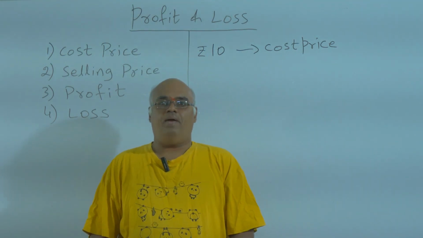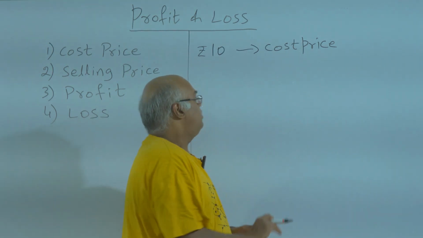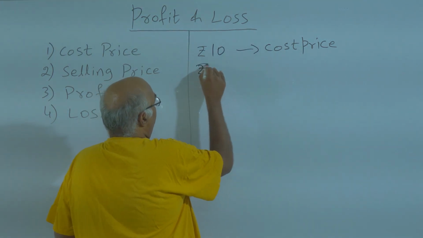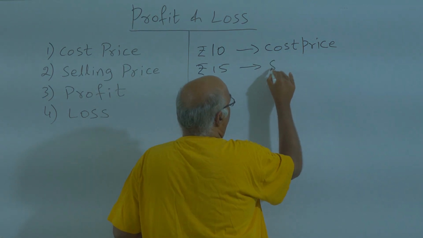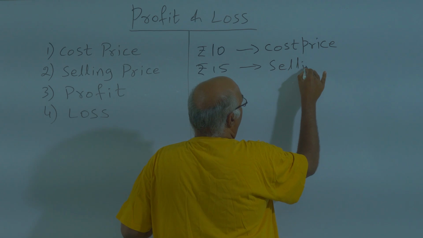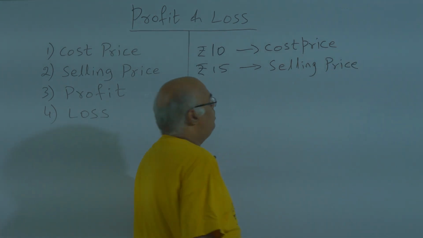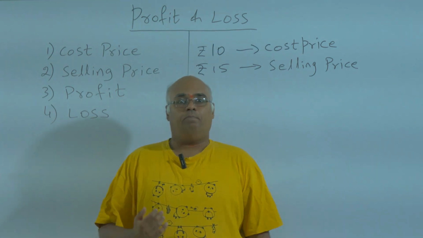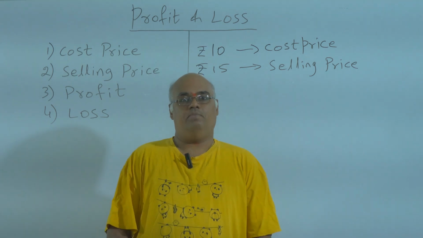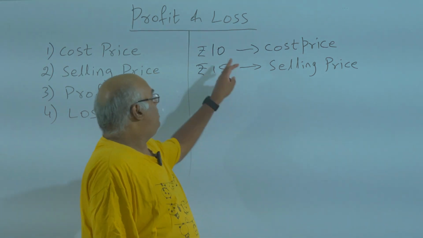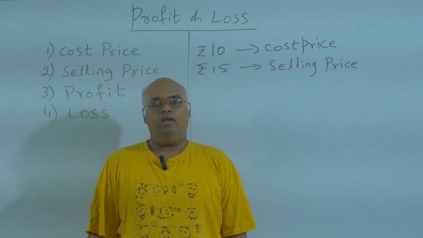Now, after buying the pen for 10 rupees, I will sell it to my friend for 15 rupees. So, this rupees 15 is nothing but the selling price. So, selling price is the price at which I am selling the item to some other person. So, these are the two definitions which are the foundation for the topic profit and loss.